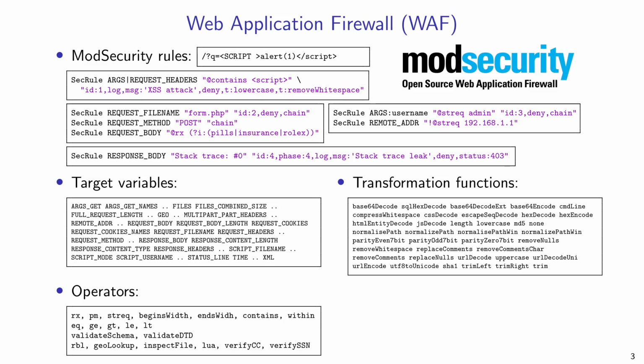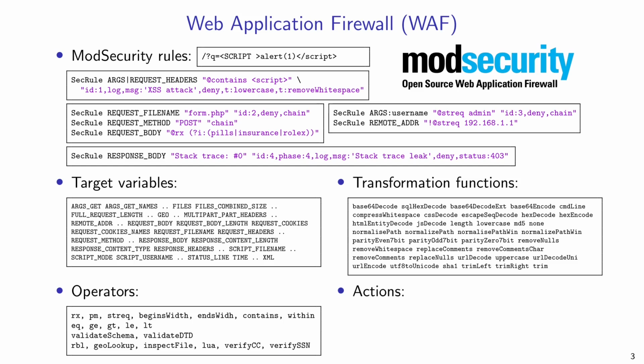And then there are also other interesting operators which can be used to check an IP against a real-time blacklist, perform a geolocation lookup, and inspect file, which can be used to check uploaded temporary files for viruses. The Lua operator can be used to execute a script written in the Lua programming language, verify CC to detect credit card numbers, and verify SSN to detect US social security numbers.